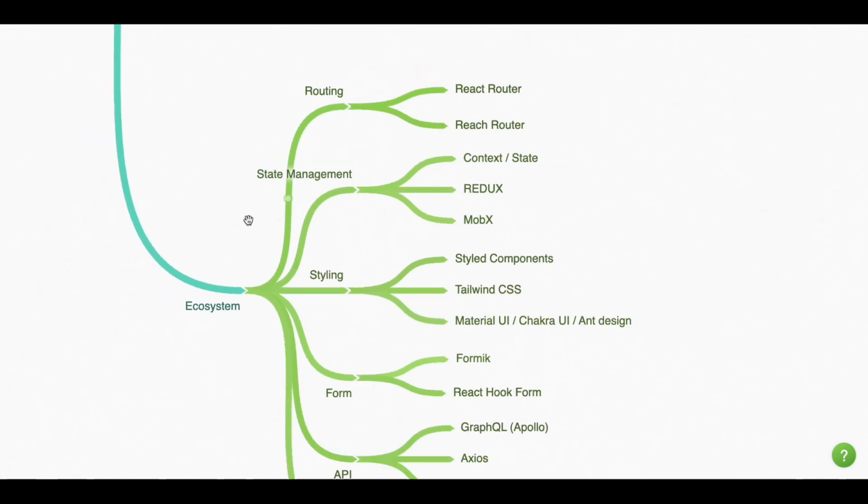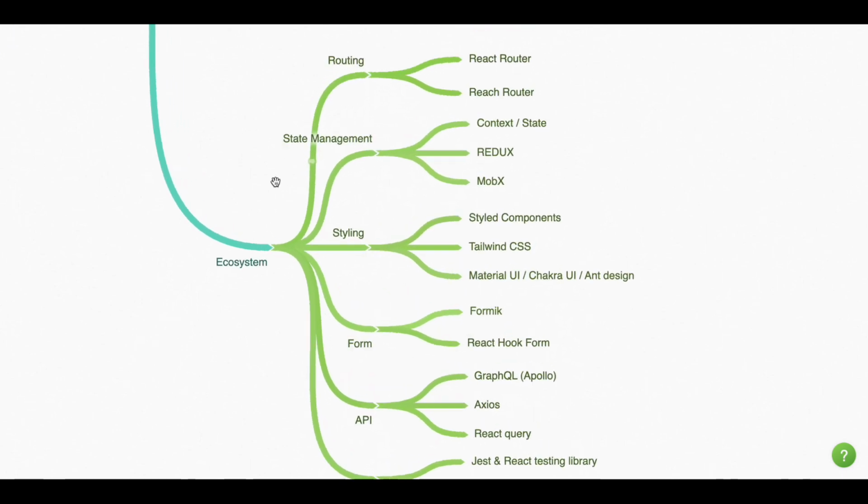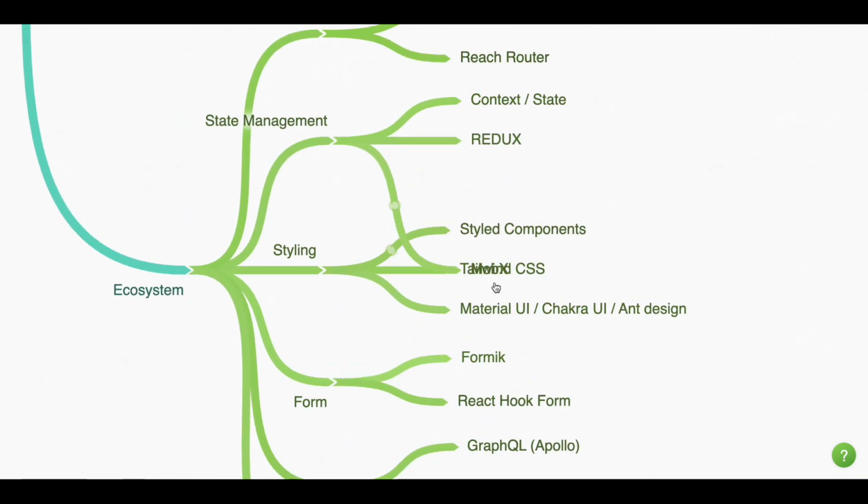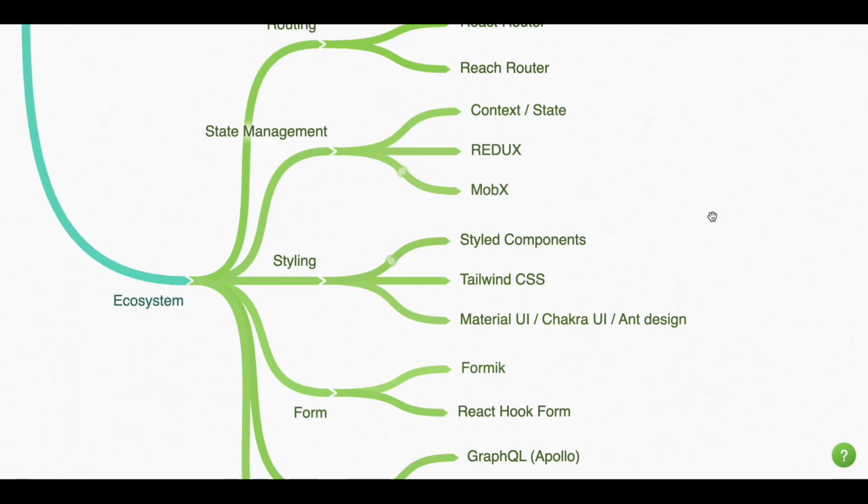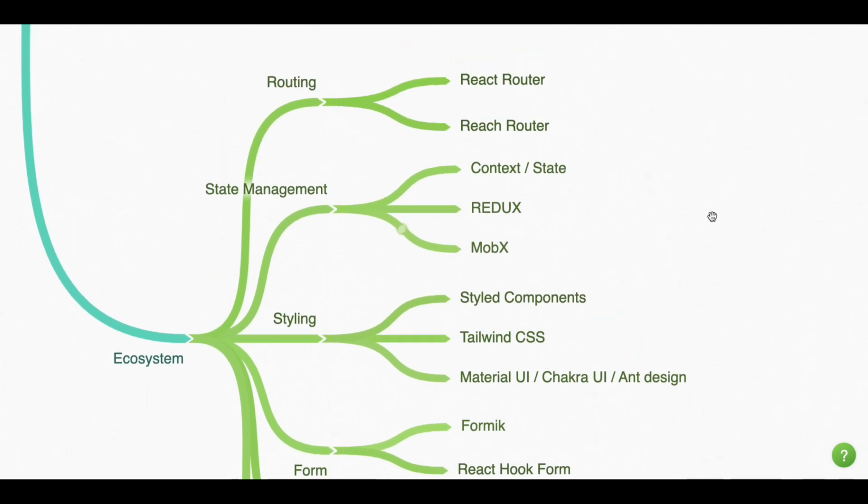The last part is the ecosystem. Let's begin with routing in the ecosystem. So let's talk about routing. Routing is the process by which we can switch from one page to another page in a React app. It means a user is directed to different pages based on their action or request. React Router is one of the most popular solutions for routing. And another one is Reach Router.